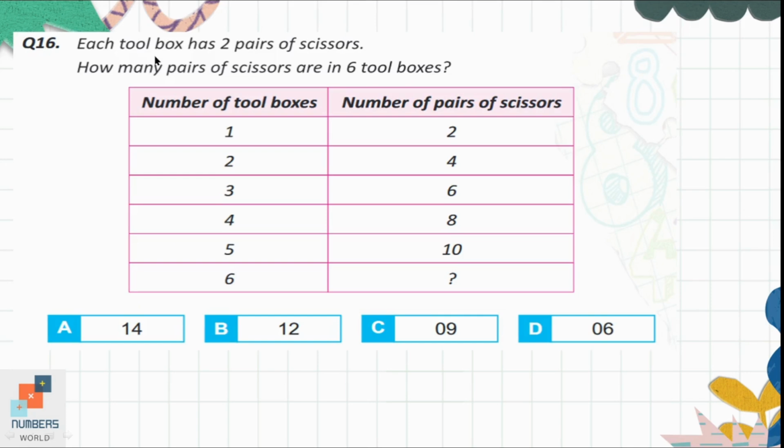Question number 16. Each toolbox has 2 pairs of scissors. How many pairs of scissors are in 6 toolboxes? So if we look at the data given in the table, there is a pattern. It's a table of 2, like 2, 4, 6, 8, 10. And what comes after 10? It's 12. So there are 12 pairs of scissors in 6 toolboxes. So option B is the correct option.